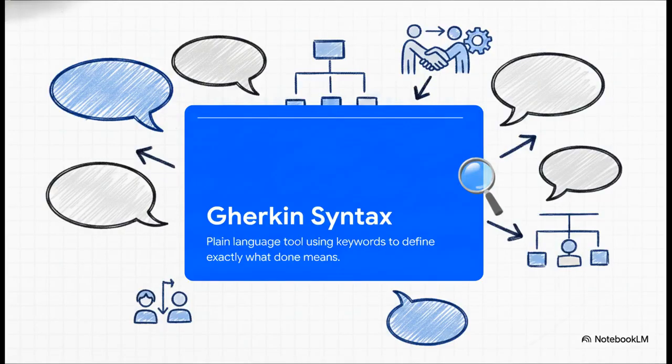Now, once you've got that story, you actually need a way to prove it works. We define what done means by writing acceptance tests, and we do this using Gherkin syntax. Gherkin is just a fantastic tool because it relies on plain language. Literally anyone on the team, from the hardcore backend engineer to the non-technical product manager, can read it. It's a real game changer for improving communication and trust across the board.